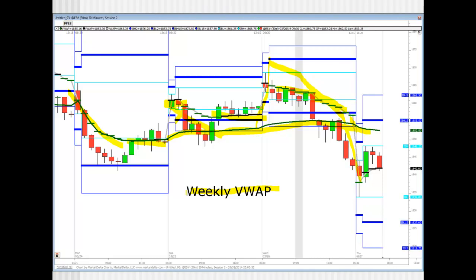The weekly VWAP is very easy to set up. You just select weekly instead of daily when you're putting the VWAP on the chart.